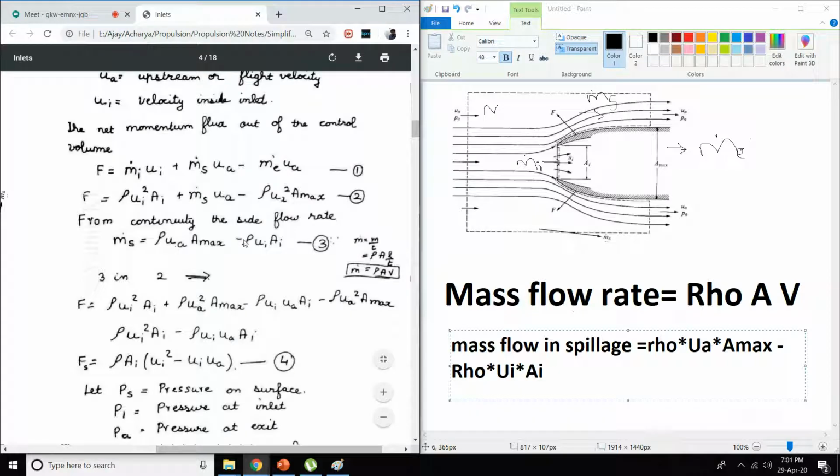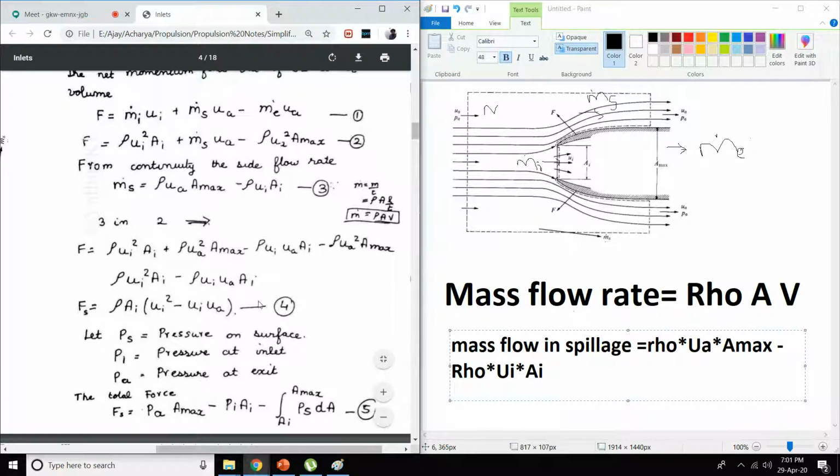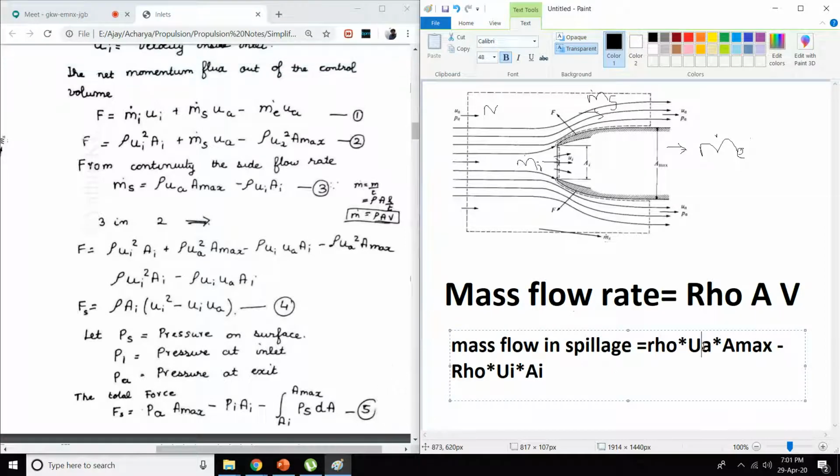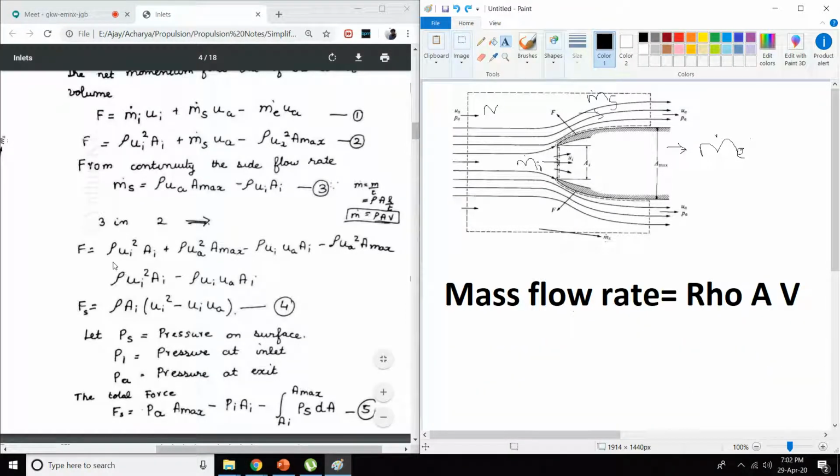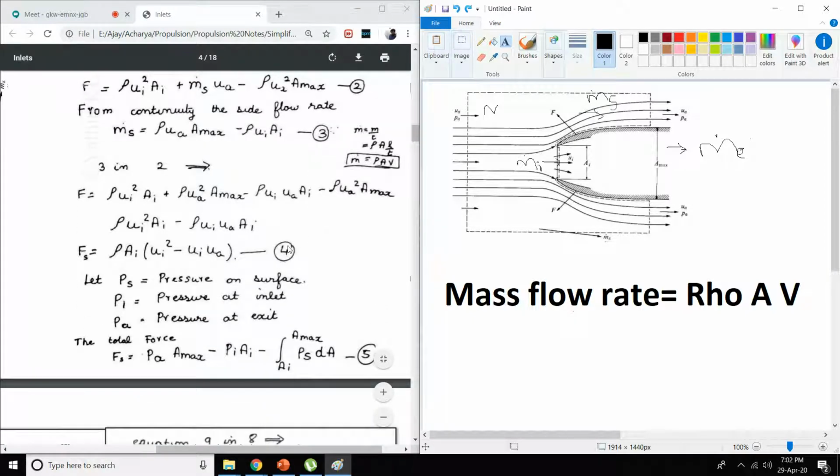So we'll make this substitution to this MS. Once you make that substitution, you'll now have the overall equation, where again UA and UI are all squared. So force is equal to this term, and here UA is UA squared, and here UI minus UA, because here UA, so you have UI, so UI minus UA into AI, minus rho UA squared A max, so this term. Okay, is there anything we can cancel?